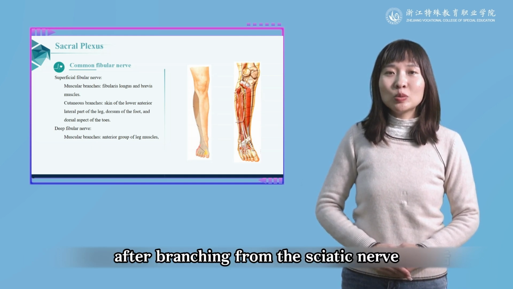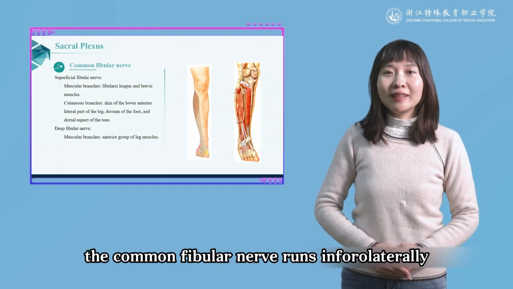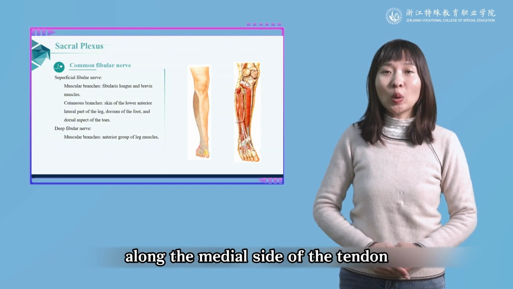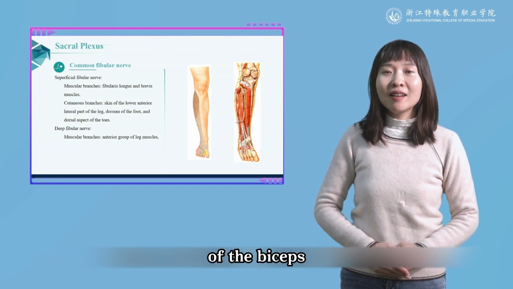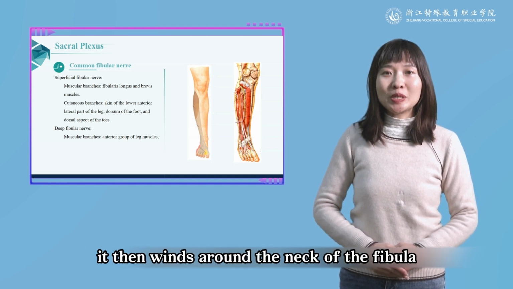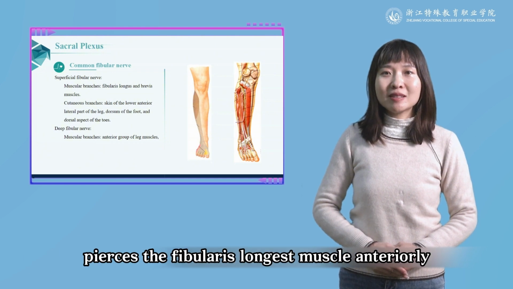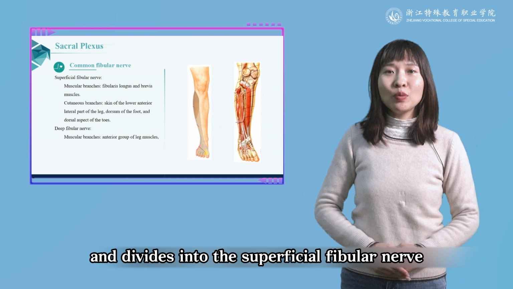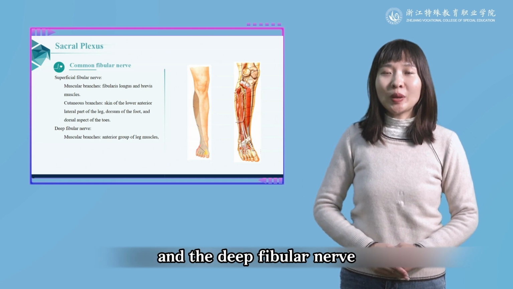After branching from the sciatic nerve, the common fibular nerve runs infralaterally along the medial side of the tendon of the biceps femoris muscle, at the superolateral border of the popliteal fossa. It then winds around the neck of the fibula, pierces the fibularis longus muscle anteriorly, and divides into the superficial fibular nerve and the deep fibular nerve.